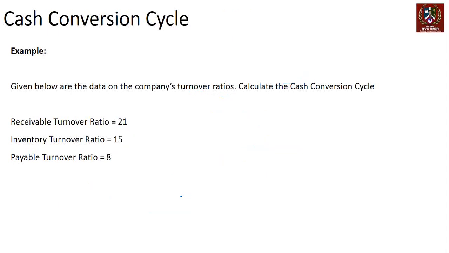We end with a question, similar to what we have seen earlier. Given below are the turnover ratios. Receivable turnover ratio is 21. Inventory turnover ratio is 15. Payable turnover ratio is 8. Calculate the cash conversion cycle for this particular company.